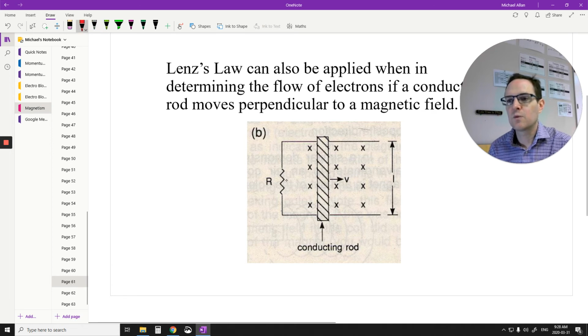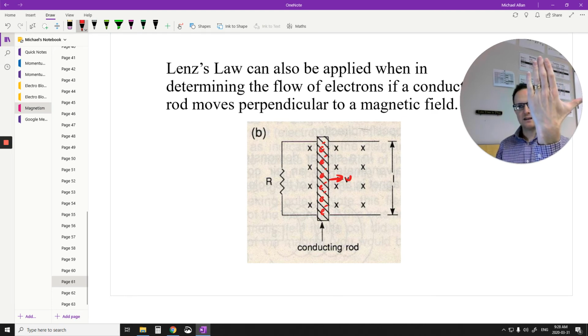So we're going to move. Remember that what's inside these is a bunch of electrons. So we're going to move these electrons here to the right. So we're moving to the right. What I'm going to do is put my thumb to the right.